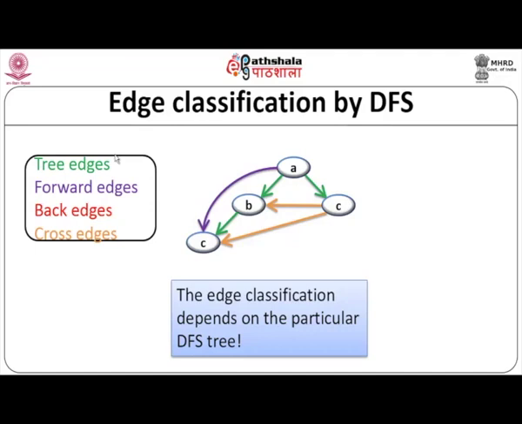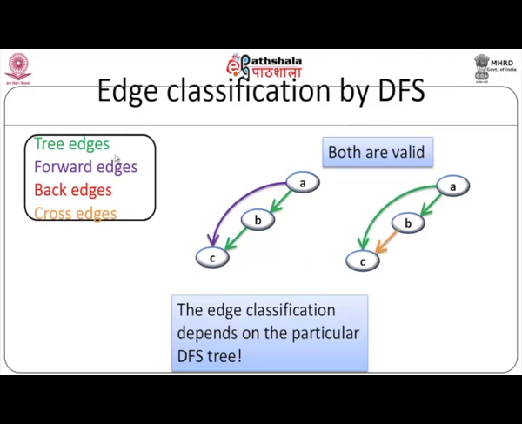So, you have understood a tree edge is how you traverse the graph using the DFS. Forward edge is when for UV, U is an ancestor of V, back edge is when V is an ancestor of U, and cross edge is when the vertices are neither descendants nor ancestors of each other.